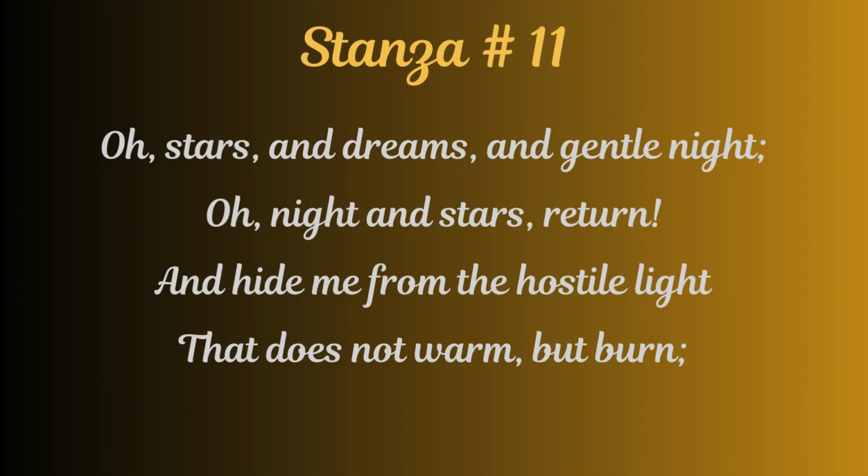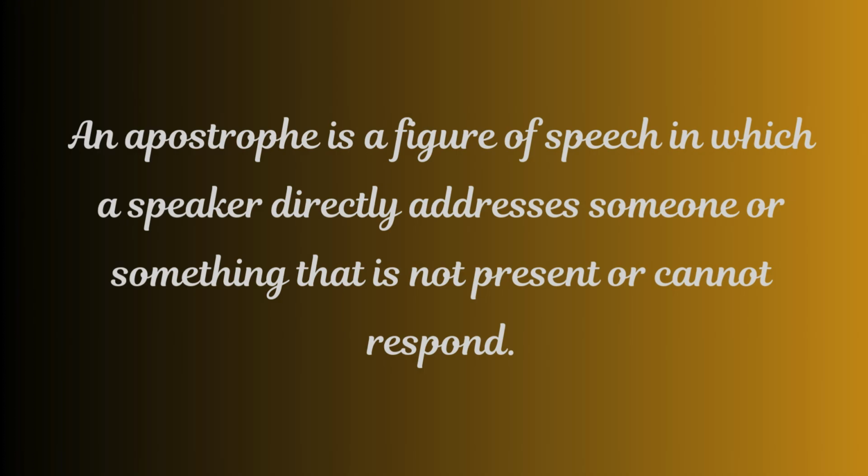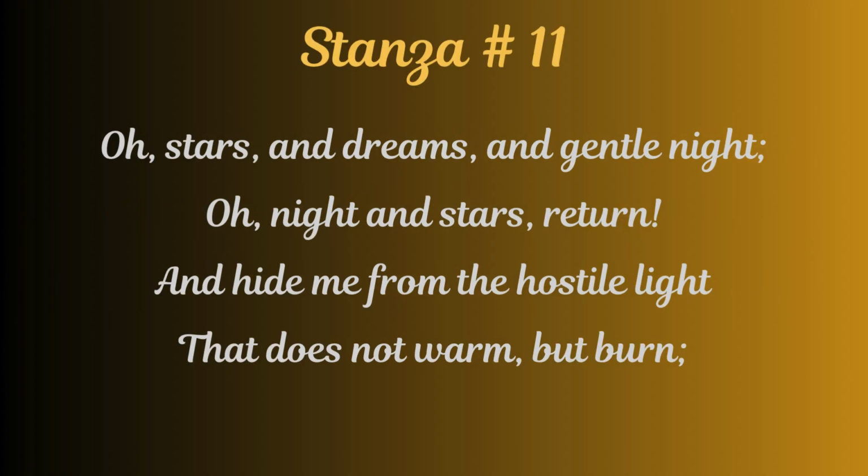O stars and dreams and gentle night, O night and stars, return. Now he is wistfully calling the stars and dreams, and his direct address to them is an example of apostrophe. Apostrophe is a literary device in which a speaker directly addresses someone or something that is not present or cannot respond. Now here stars and dreams and night cannot respond, yet he is talking to them, he's calling them, so that's an example of apostrophe.